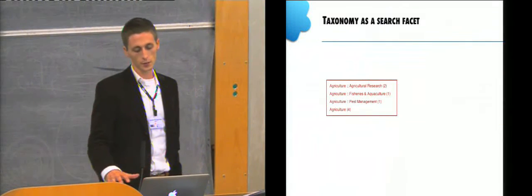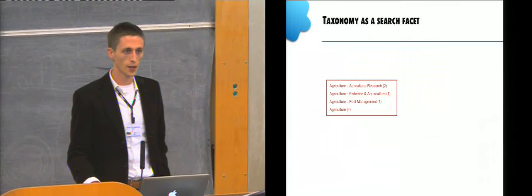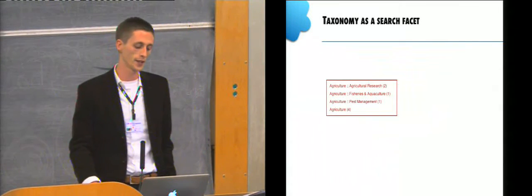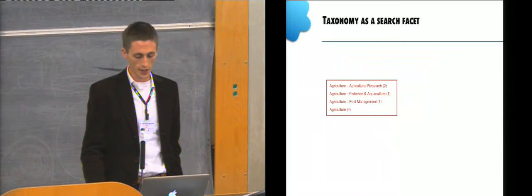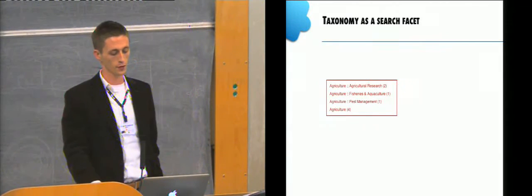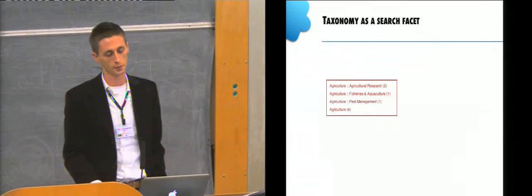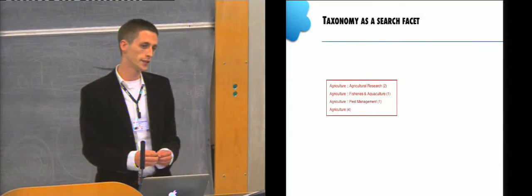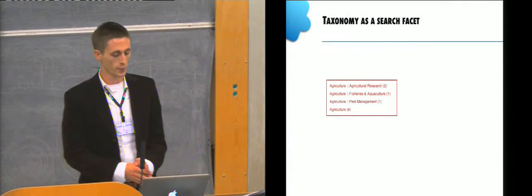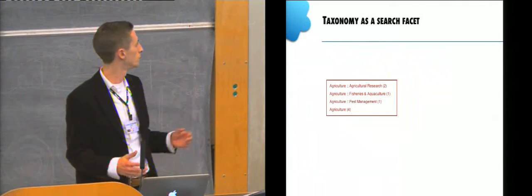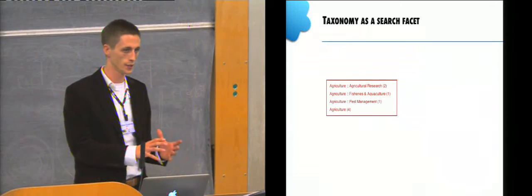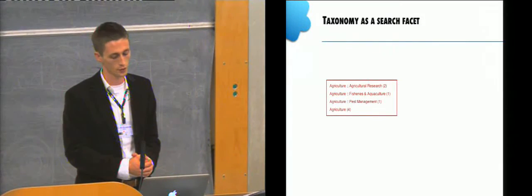To look at that in a little bit more detail, I gave another example on agriculture. You have agriculture, which is the super topic that has 4 items associated to it, and then pest management, fisheries and aquaculture, and agricultural research that have 1, 1, and 2 items, right? And this is a direct link between the topic and the item. So this basically means that there are actually more than 4 items under the topic agriculture, because all the items in the subtopics are also part of agriculture.